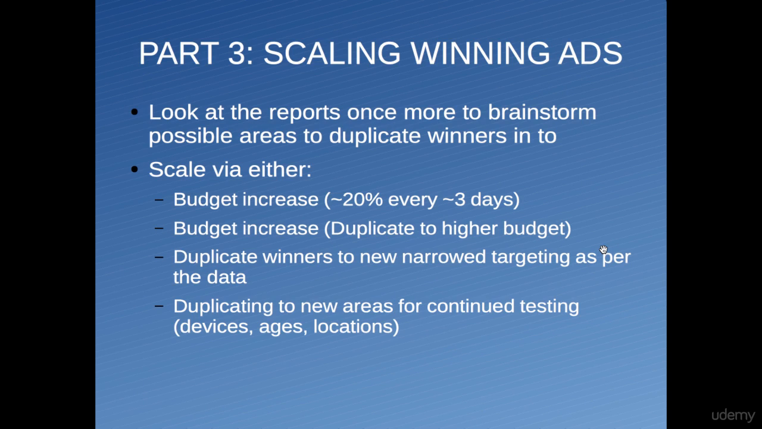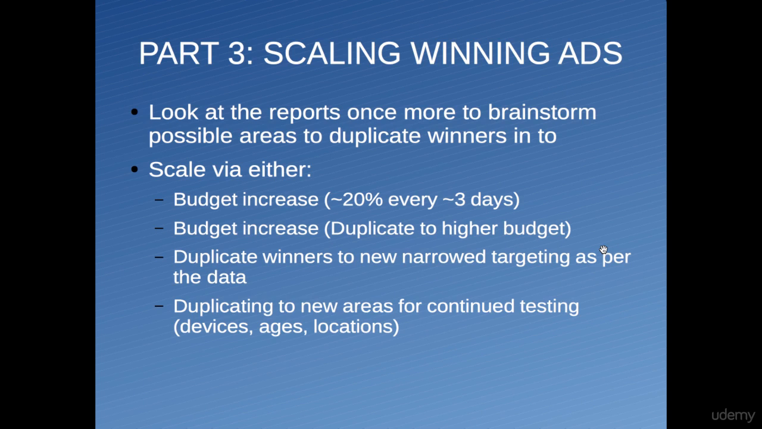If we are hitting the UK and we're profitable in the UK, we could duplicate the UK ad sets, but instead of hitting the UK again, we can change it to hitting Ireland, or Australia, or America. Just duplicating the winning ad sets to new areas to continue testing, and you may find more profitable areas in addition to the one you already have and are duplicating from.